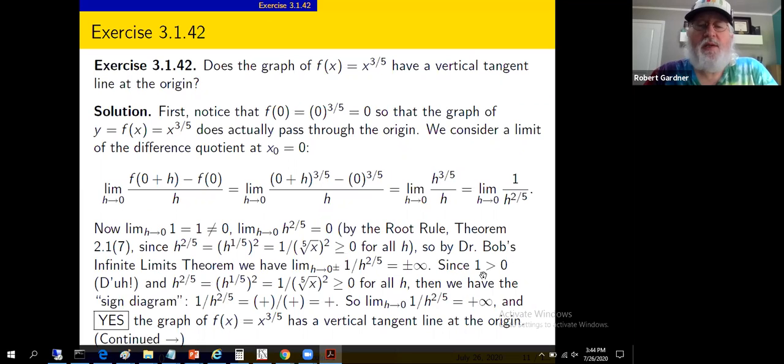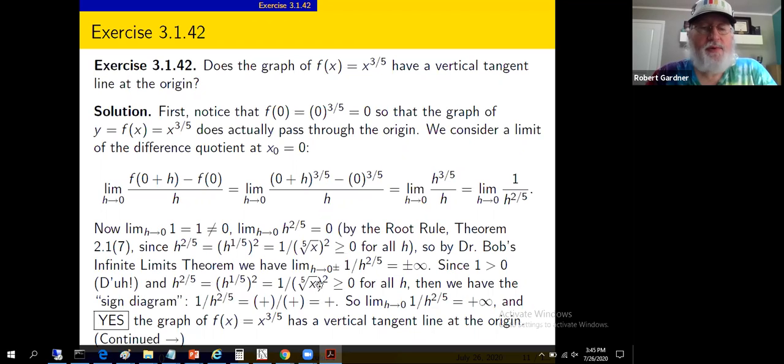Let's see. Let's check out the signs. We made little sign diagrams for these in the past. The numerator is positive. It's 1 all the time. So the numerator is positive. What about h to the 2/5? Like I said, the meaning of those symbols is h to the 1/5 squared, or if you like, the fifth root of h squared, and that's greater than or equal to 0.